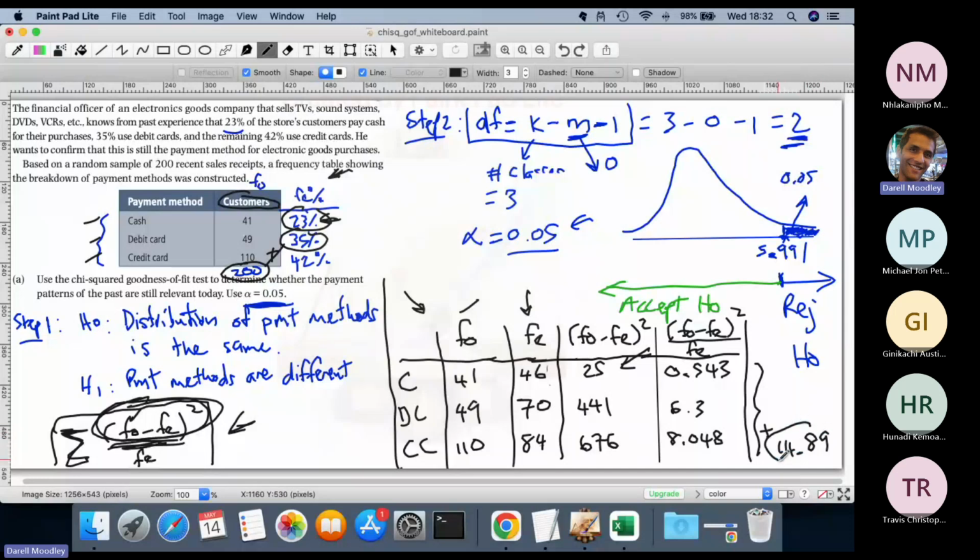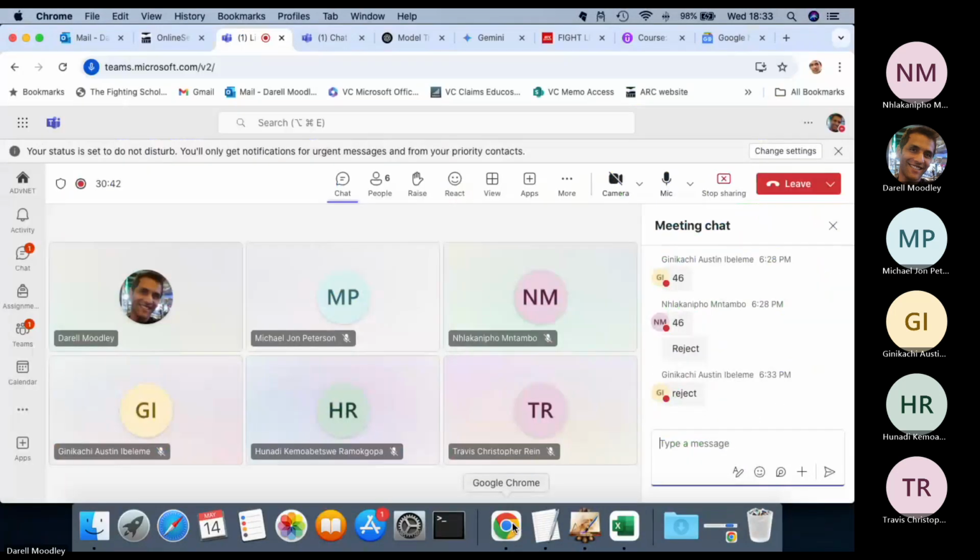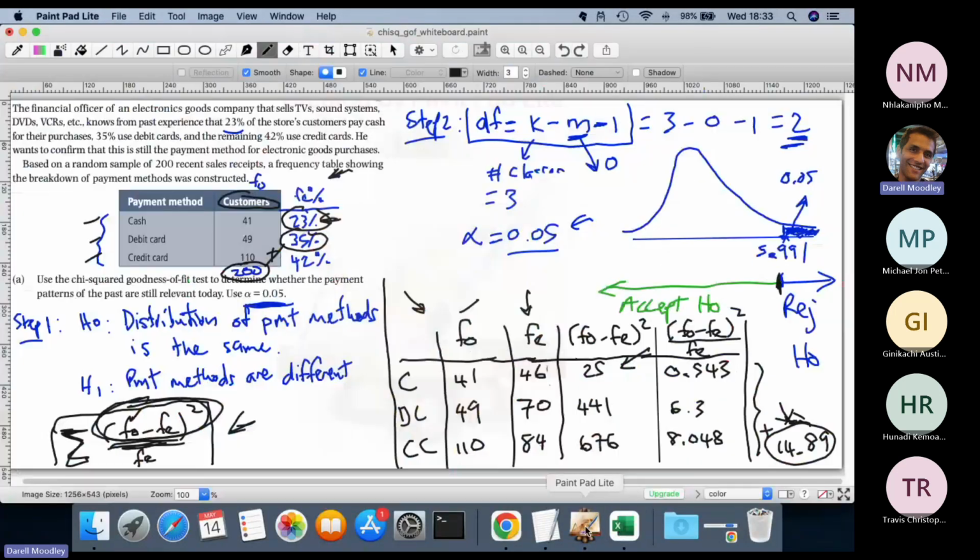That's your test statistic. Now looking at 14.89, does it fall in the rejection region or the acceptance region? So what I'm asking you is, do you accept H0 or do you reject H0? Can you write that in the chat? Based on what we found in step 3, do we accept or reject H0? Excellent. Nicely done. Well done.